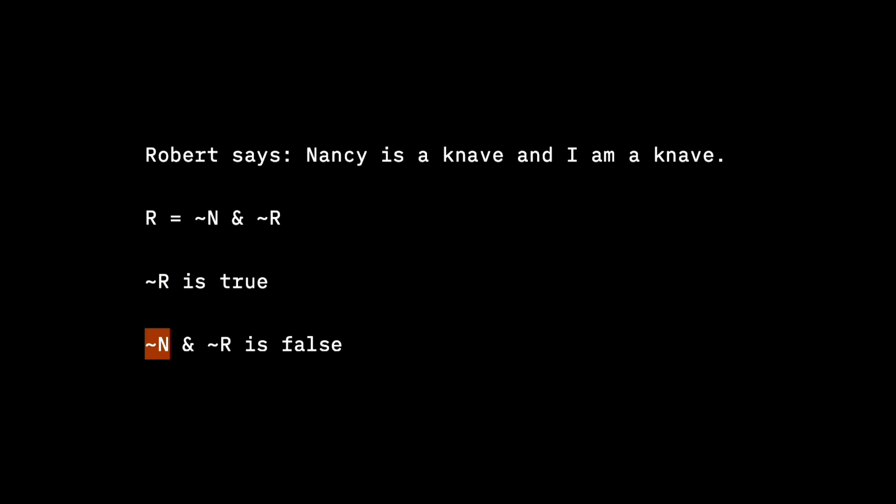So if this part was also true, both bits of it would be true, and then the whole sentence here would be true. But it's not. We know it's false. So because this bit's true, this bit's false. So not N is false, and that means that N is true. Okay, there's our solution. N is true, Nancy is a knight, and not R is true. Robert is a knave. So there you go.